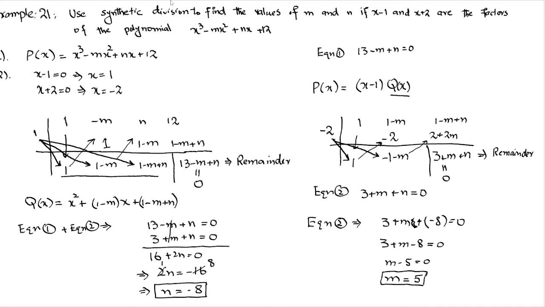Now we can avoid writing the two tables, and we can go for the division in the same table. We have the coefficients 1, minus m, n, 12. We will draw the synthetic table, and the first factor is x minus 1 is equal to 0. So the value of x is 1.